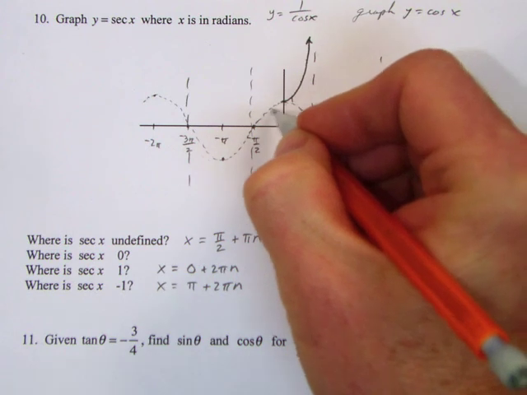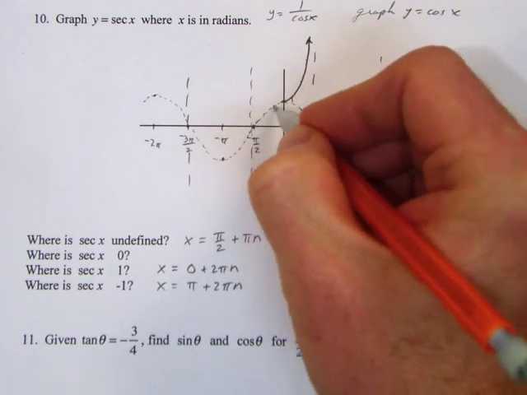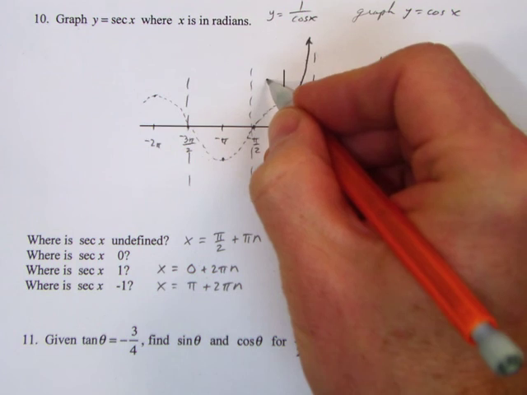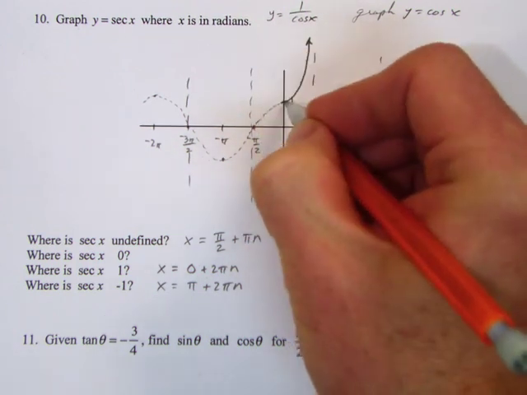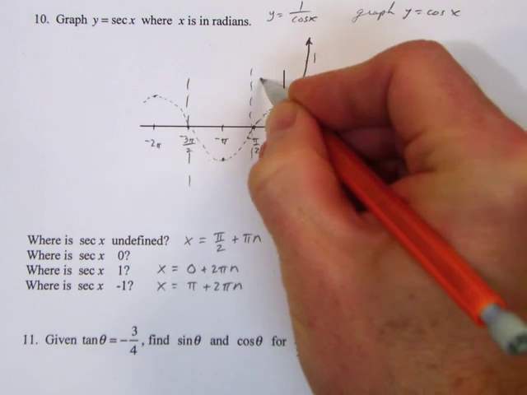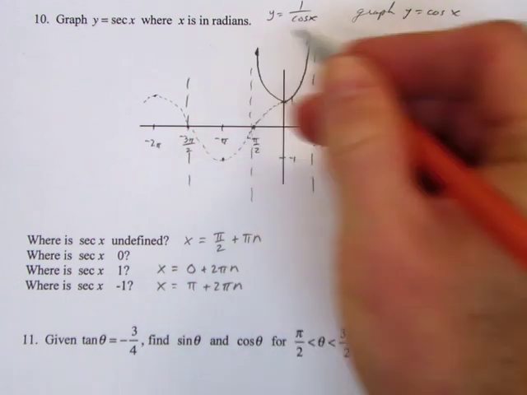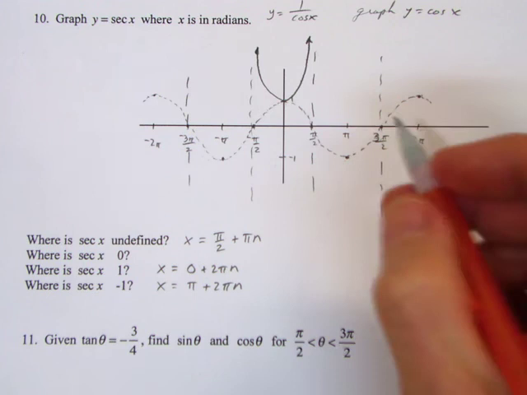What's the difference on this side? Well, there is none. These are positive values. 1 over a half is still going to be 2. 1 over a fourth is still going to be 4. 1 over 10 is still going to be 10. And so it looks something like that.